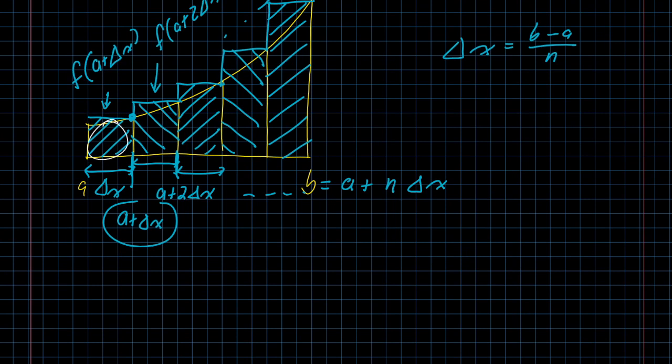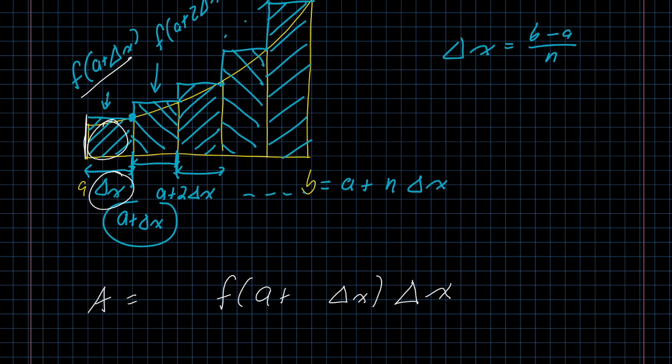Now I'm looking for the area. I know that the height is f of a plus delta x. I know that the width is delta x. And I am intentionally leaving some space here, which might be important if you're trying to copy down with me. The area here is f of a plus delta x times delta x, right? The area of a rectangle is the length times the width.